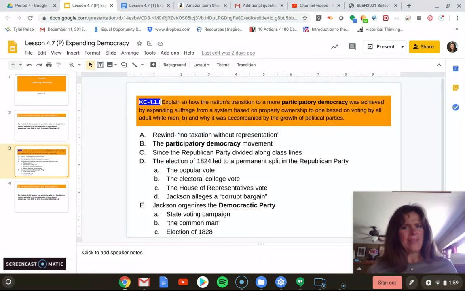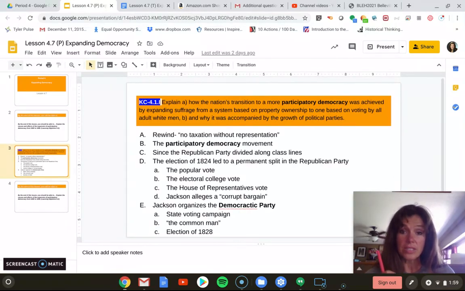That is something that in the year 2020 happens on occasion, but this was the first time it had ever happened. So Jackson and his allies, his followers, declare that this was a corrupt bargain, that something shady went down in the House of Representatives, especially after John Quincy Adams names Henry Clay as the Secretary of State.